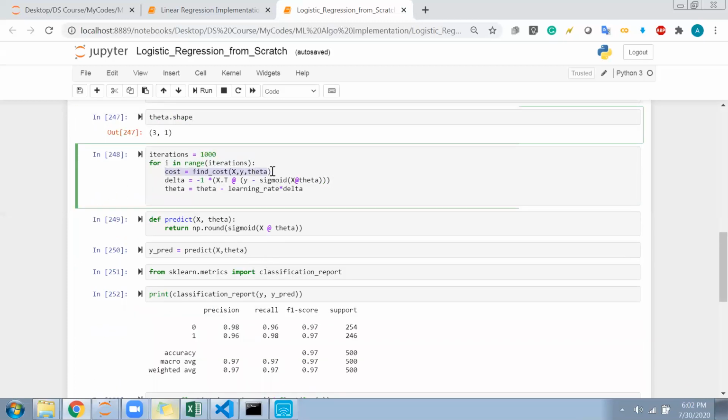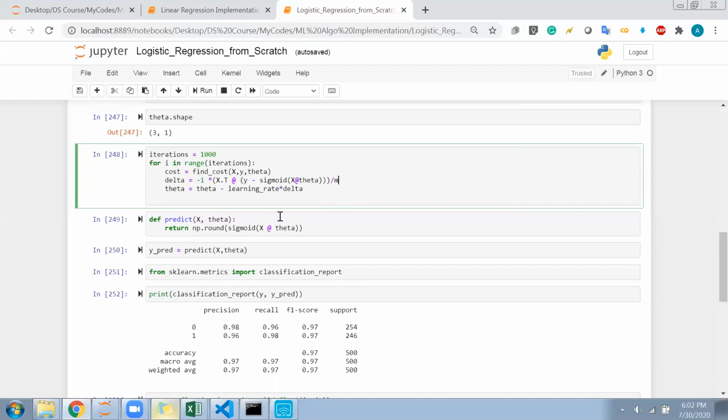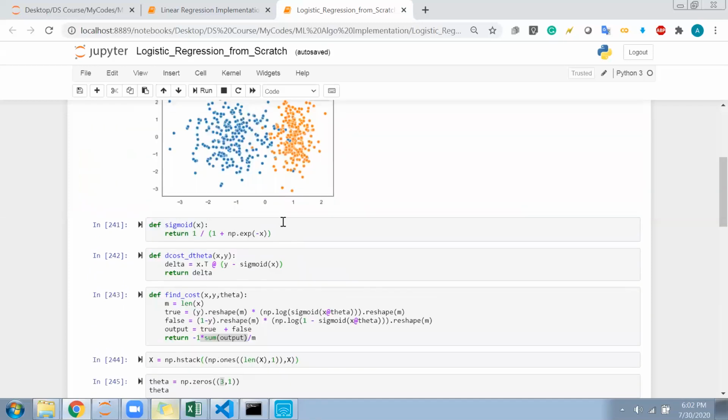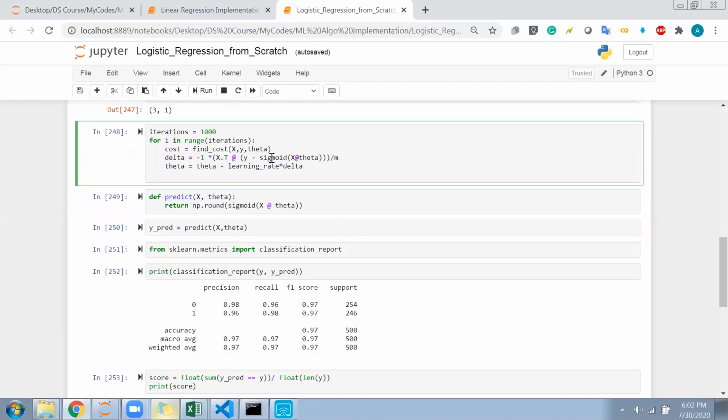Now what will I do? I'll use this find cost function. It will find the cost, and I'll use this delta. Delta is the same that I have told you, but in delta I also have to divide by m. It doesn't matter much whether you divide by m or not. If we divide by m, then the number of iterations will be a little bit lower, but if you don't use m in the cost function, that will not matter that much. So for theta I will be using this equation: theta equals theta minus learning rate into delta.